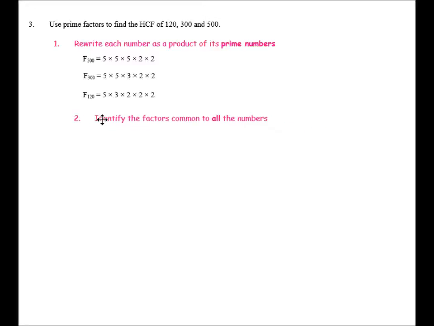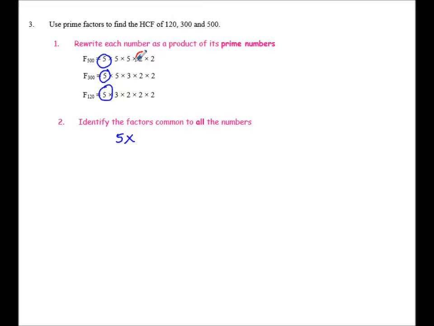Once I have written each as a product of its prime numbers, I have to identify the factors that are common to all the numbers. So for this exercise, I'm just going to take different color pens. There's a 5 that is common to all 3. Okay, so 5, and I know in the end I'm going to multiply them together. Let's see if there are any more. There's a 5 that's common to those two, but no 5 here. 5 I can't use.